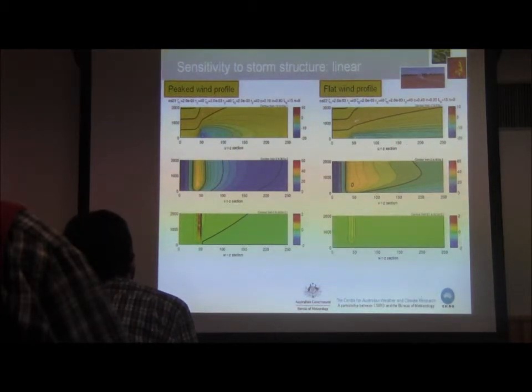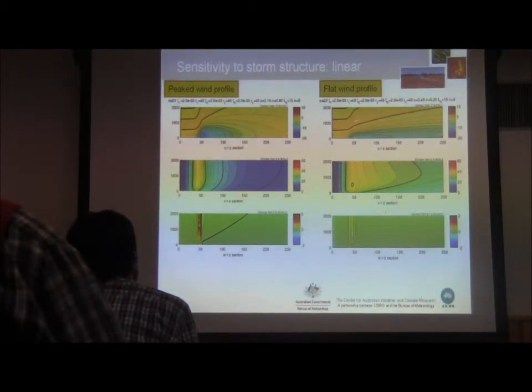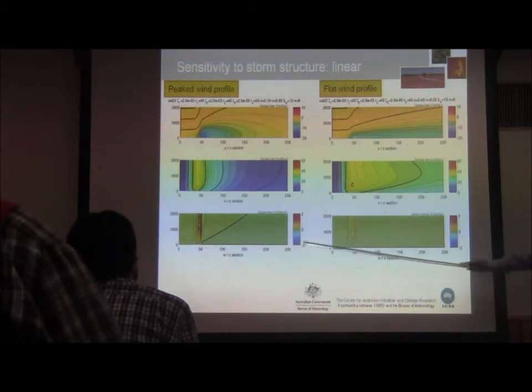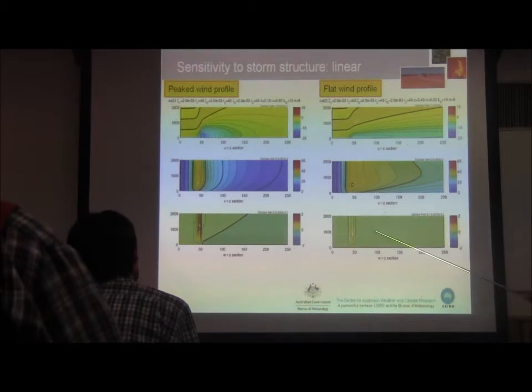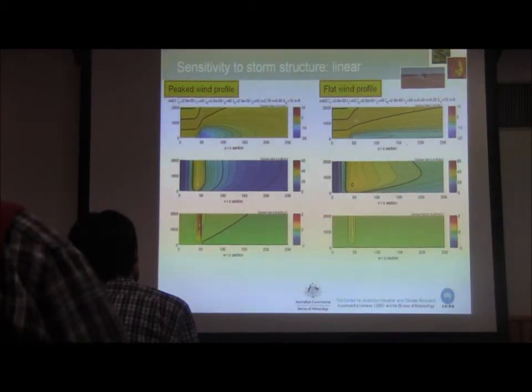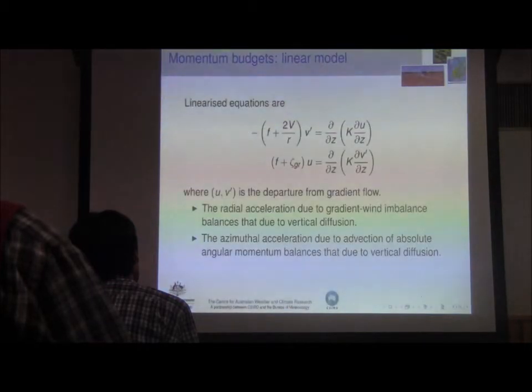And that's the radius-height sections for the linear model. In fact, we've got weak descent for the peaked profile, where we've got descent everywhere for the flat profile.